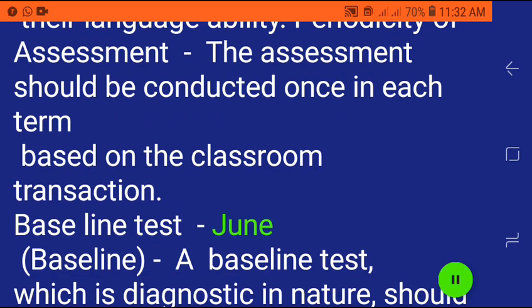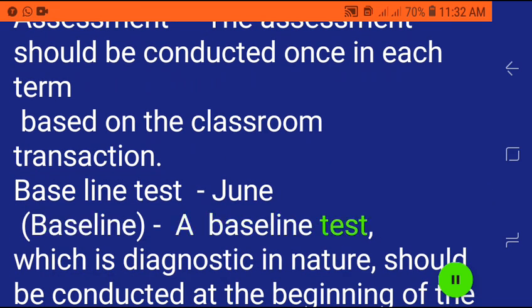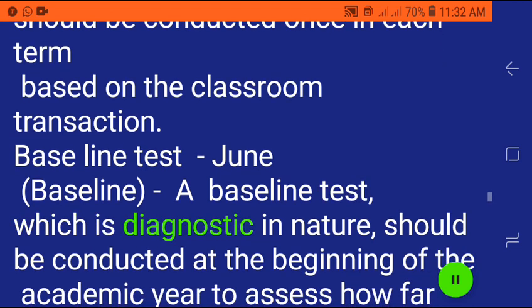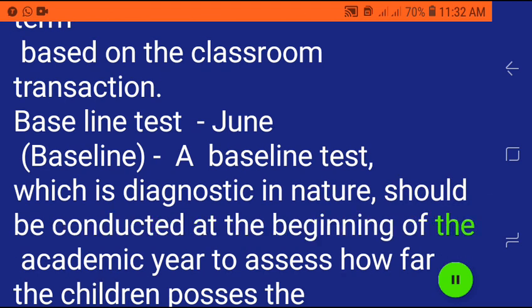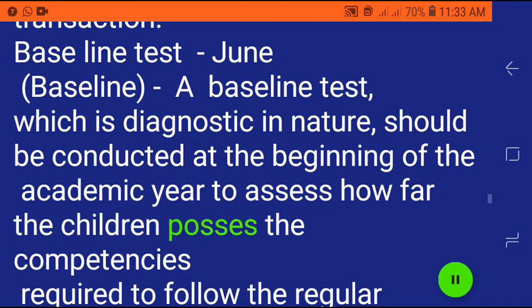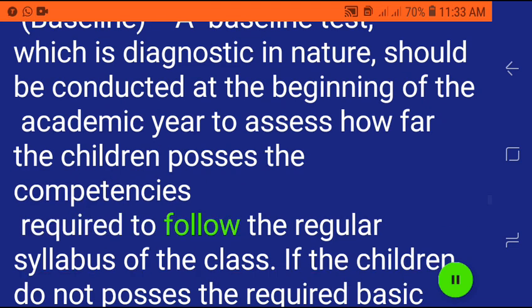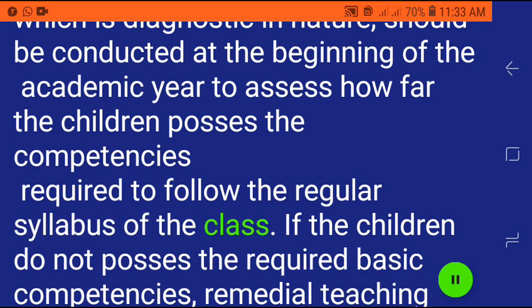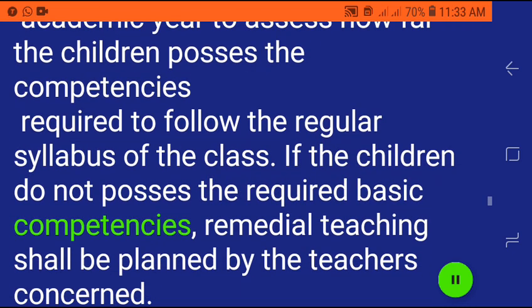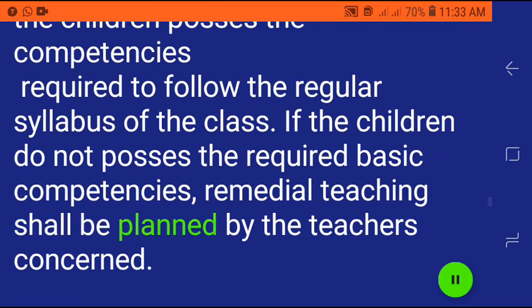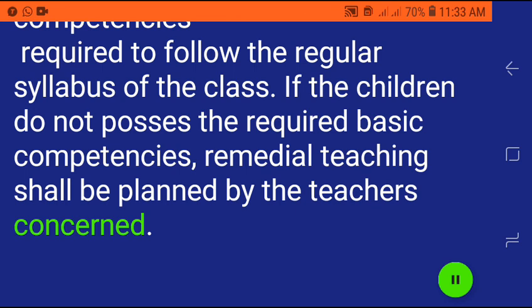Baseline test, June. Baseline A. The baseline test, which is diagnostic in nature, should be conducted at the beginning of the academic year to assess how far the children possess the competencies required to follow the regular syllabus of the class. If the children do not possess the required basic competencies, remedial teaching shall be planned by the teachers concerned.